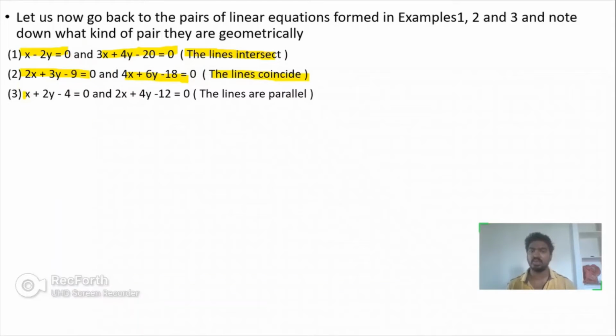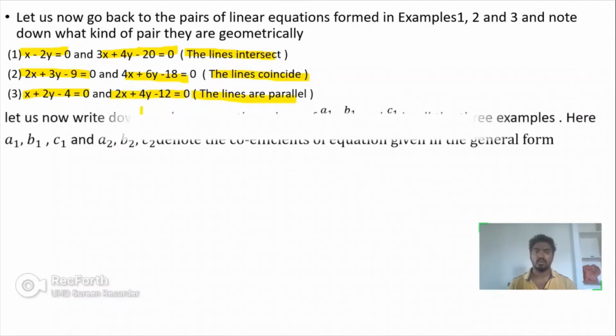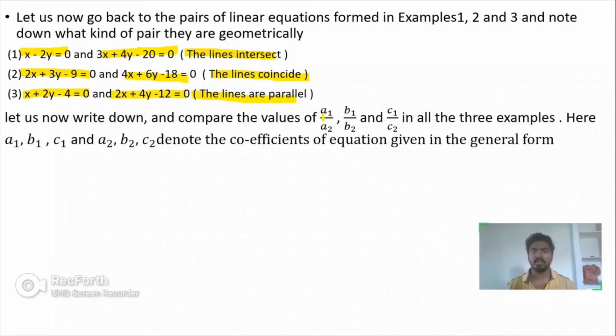And in the third example, that is whether two rails cross each other or not, we can frame equations as x plus 2y minus 4 equal to 0 and 2x plus 4y minus 12 equal to 0. While plotting these two line equations, we can clearly see that these lines are parallel. So now, let us write down and compare the values of a1, b1, c1 and a2, b2, c2, and we have to obtain a1 by a2, b1 by b2 and c1 by c2 in all three examples. Here, a1, b1, c1 and a2, b2, c2 denote the coefficients of equations in the general form.